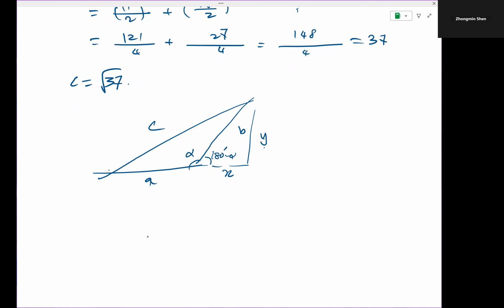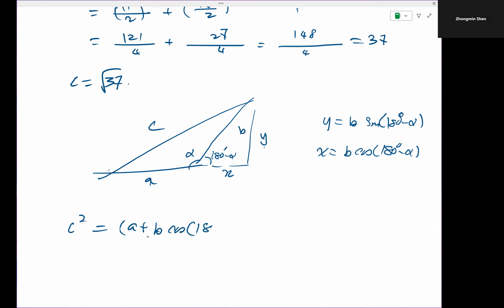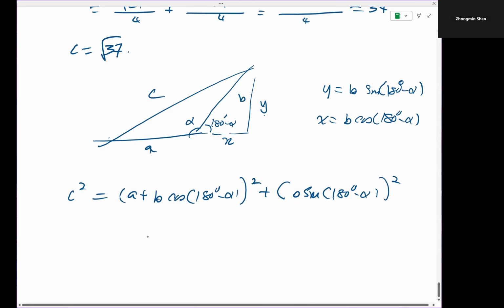So I get X. Y equals B sine of 180 degrees minus alpha, and X is B cosine of 180 degrees minus alpha. So the formula would be C squared equals A plus B cosine of 180 degrees minus alpha, squared, plus B sine of 180 degrees minus alpha, squared.